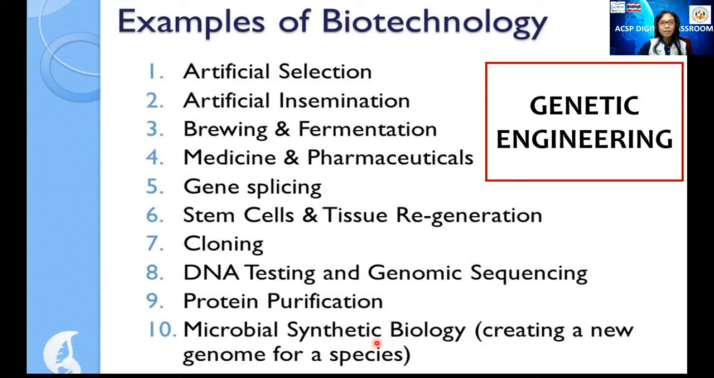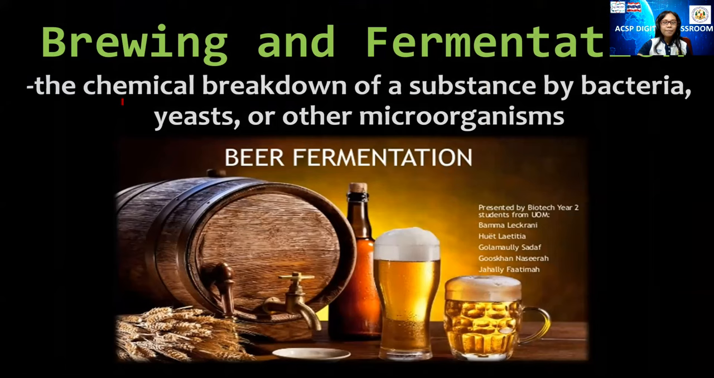Okay, those are examples of biotechnology, and these are forms of genetic engineering. Genetic engineering is a process by which the genes of living things are modified or changed. Brewing and fermentation is the chemical breakdown of a substance by bacteria, yeast, or other microorganisms. As you see, biotechnology means the use of living things. Beer fermentation is the process that uses bacteria, yeast, and other microorganisms to produce it.